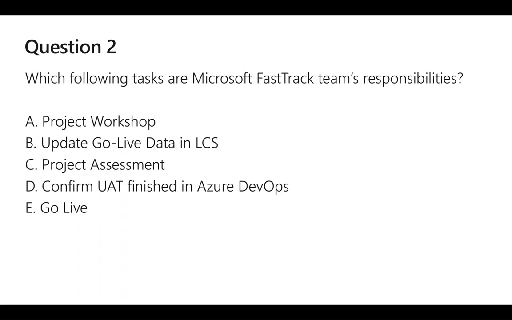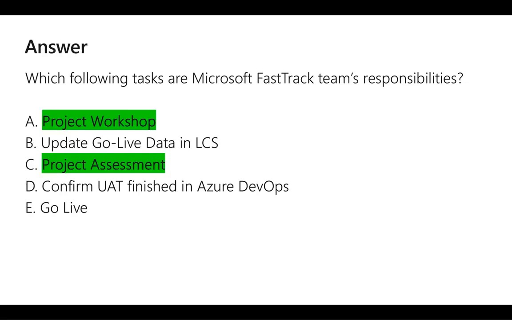Question 2. Which of the following tasks are Microsoft FastTrack team's responsibilities? A. Project workshop. B. Update go-live data in LCS. C. Project assessment. D. Confirm UAT finished in Azure DevOps. E. Go live. The correct answer is A, Project workshop, and C, Project assessment.